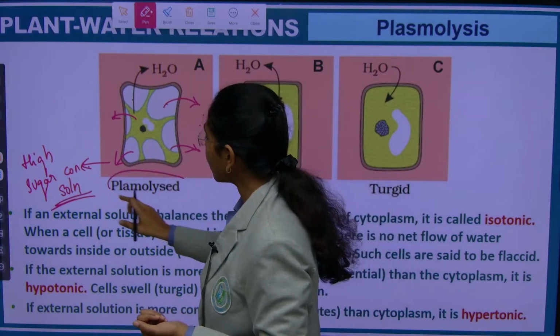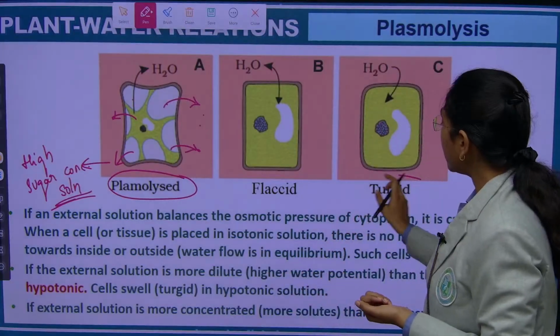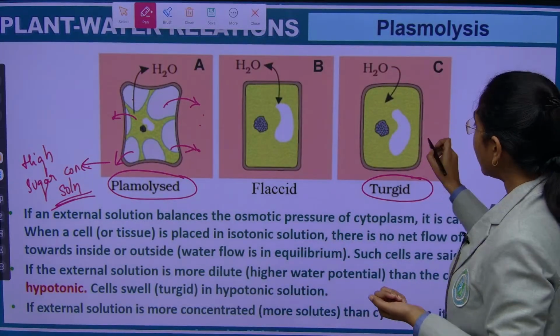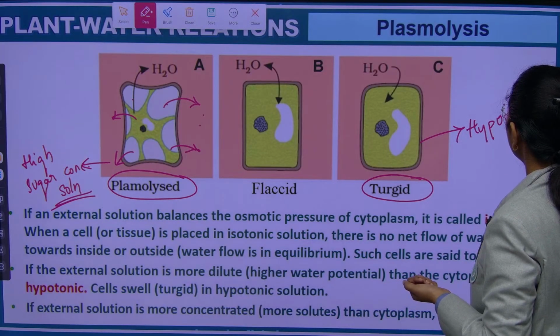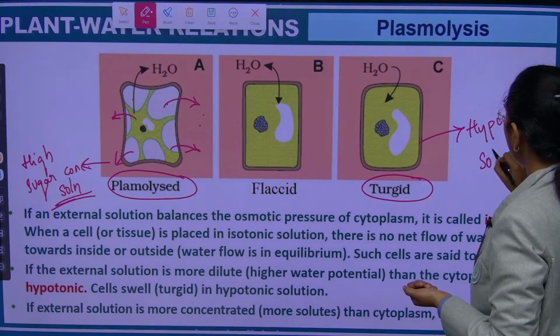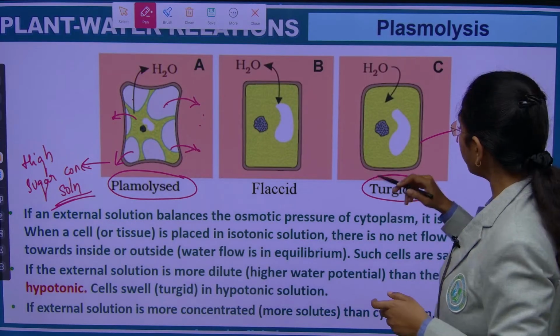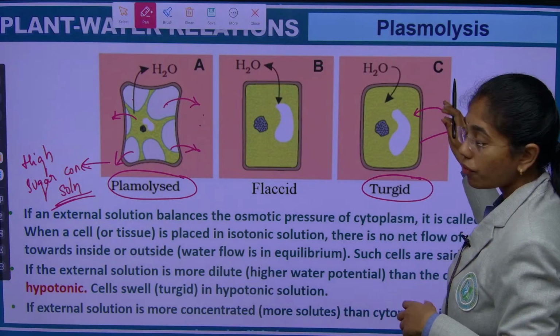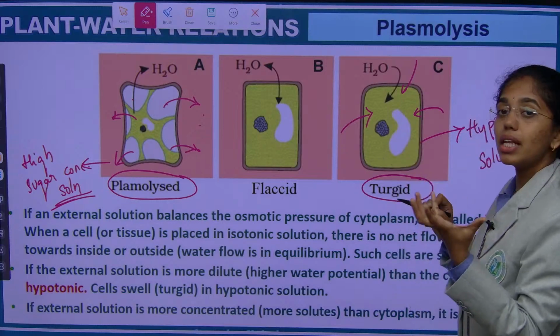This cell is addressed as a plasmolyzed cell. And the turgid cell: when a cell is placed in a hypotonic solution, the water molecules from the solution, which is of high water potential, will move into the cell, which will make the cell turgid.